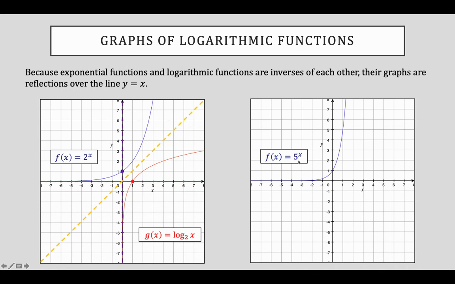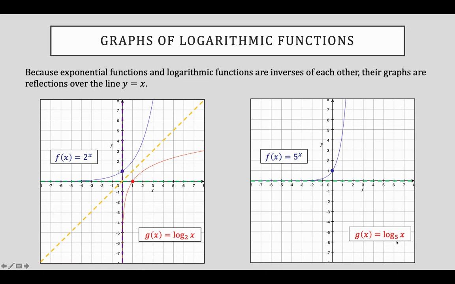All right. Similarly, here we have the function f of x is equal to 5 raised to the x power. This is the exponential function with the base of 5. Again, same y-intercept at 0, 1, same horizontal asymptote at y equals 0. The corresponding inverse of the exponential function with a base of 5 is the logarithmic function with a base of 5. g of x is equal to log base 5 of x.